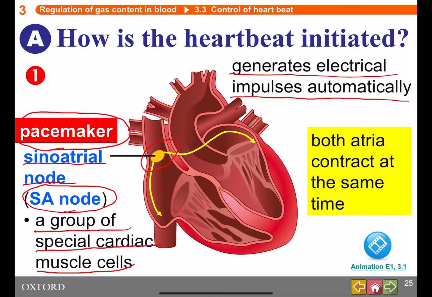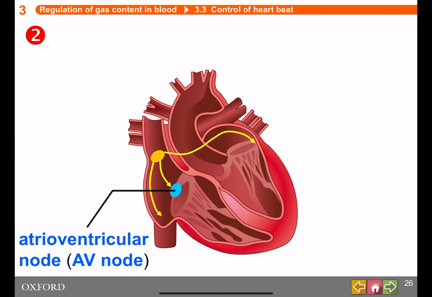And then the electrical impulse will spread through the two atria quickly, causing them to contract at the same time. Now, at the same time is an important element. So please remember, the two atria can contract at the same time due to the same source of stimulation from the SA node. So this is the first part. The two atria contract first.